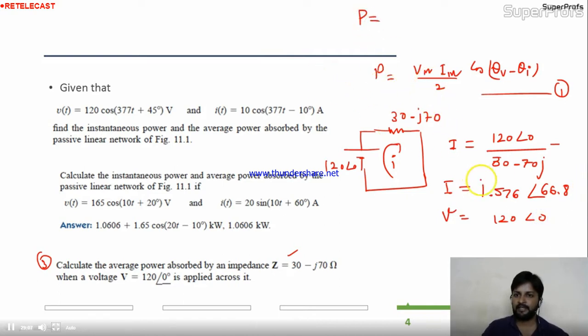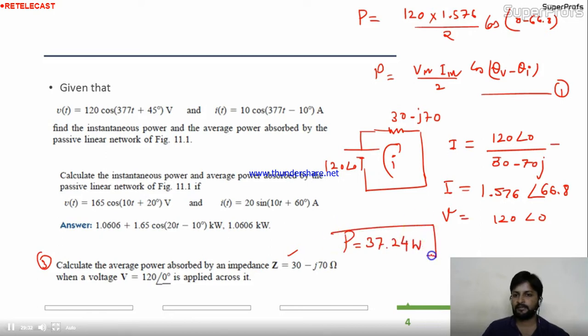Average power: what is Vm? Vm is 120. What is the current? 1.576 divided by 2 cos the angle between voltage and current. The voltage angle is 0, so 0 minus 66.8. Now you can easily solve this. When you solve this, you will get P equal to 37.24 watt. This is the power.